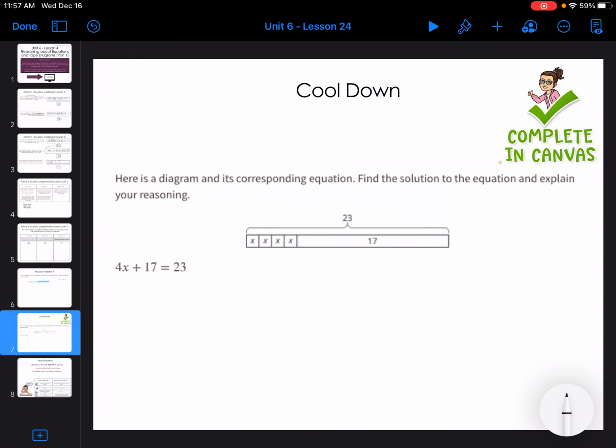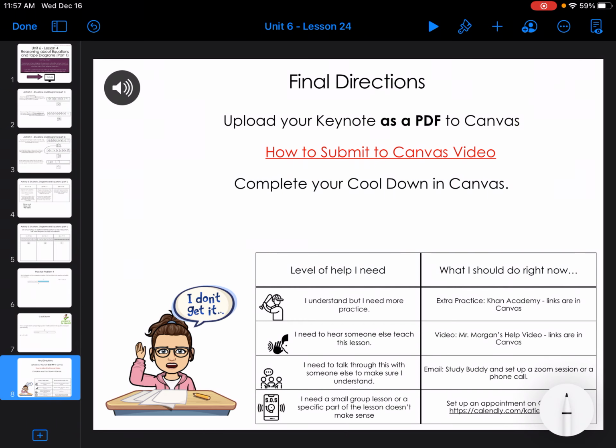All right, for your cool down, you're going to do the exact same thing I just did. You're going to solve your equation. You're going to tell me what the value of x is based on either the equation or the tape diagram, your choice. When you're done, I need you to export this as a PDF.